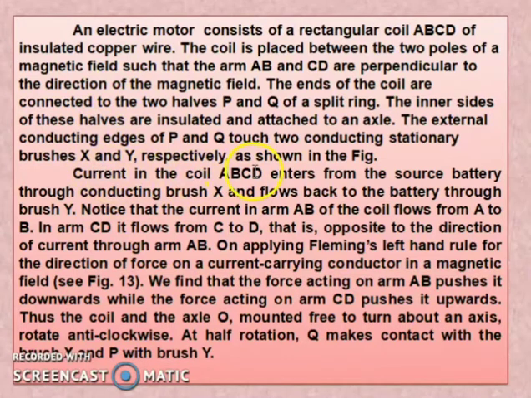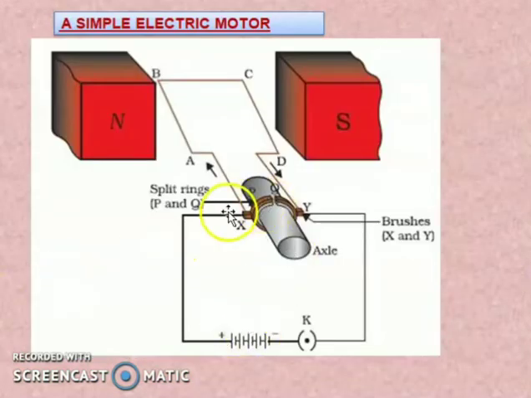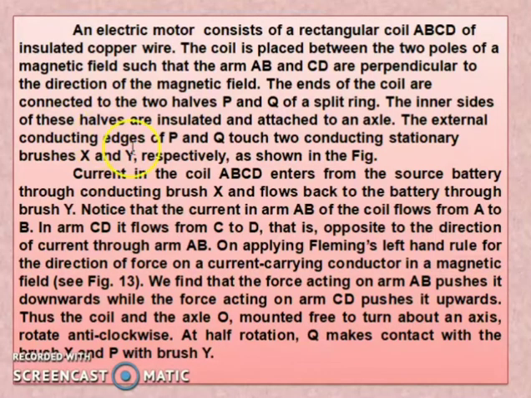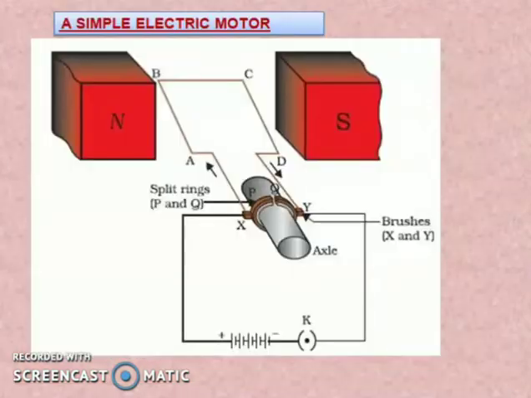The current in the coil ABCD enters from the source, the battery, through the conducting brush X and flows back to the battery through the brush Y. You can see here that X will be connected to the battery and the key. So when current flows, it enters from the battery through X and flows back through the brush Y.